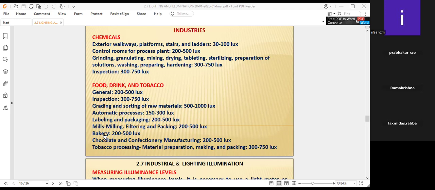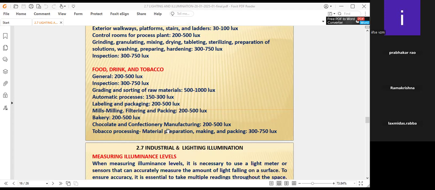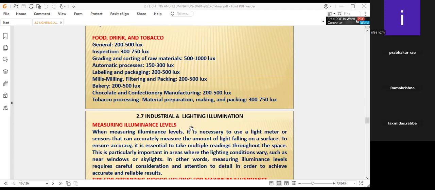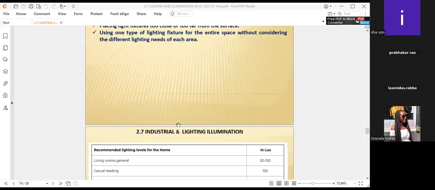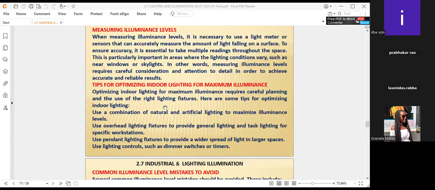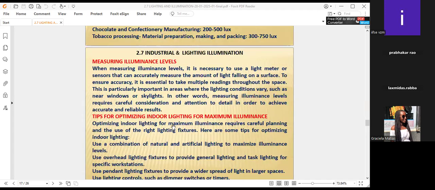Bakeries, mills, milling and other things you'll see. And chocolate industries, as well as the tobacco processing industry, 350. We have to decide depending upon our experience, the room sizes, and the requirement. These are the things we observe in the statistics also. Before going to that, finally, measuring illumination levels is also important. And the several common illumination levels we have already discussed.